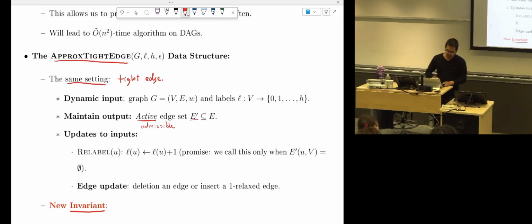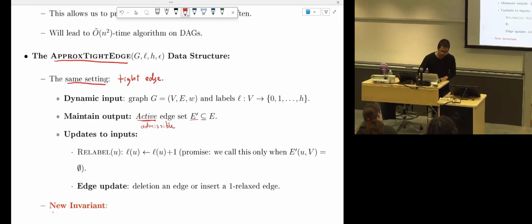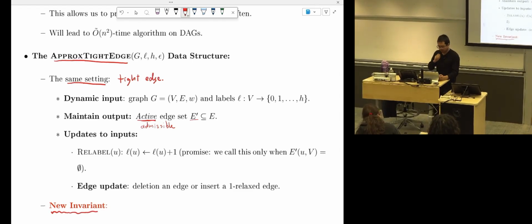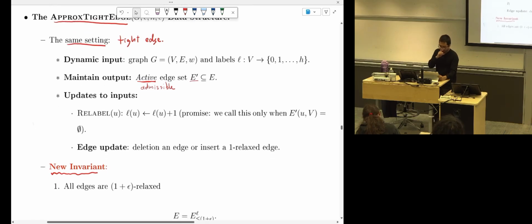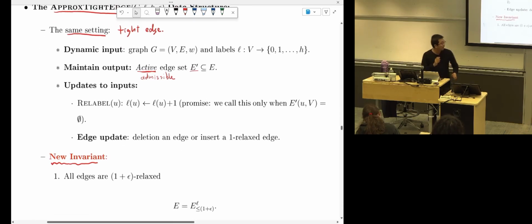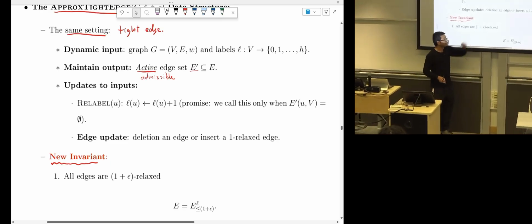But here we're going to change it a bit. We're going to relax it a bit. The first thing is that all edges now are just 1 plus epsilon relaxed.